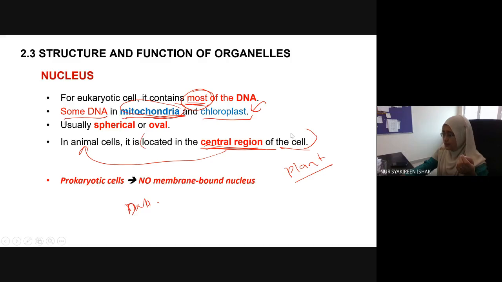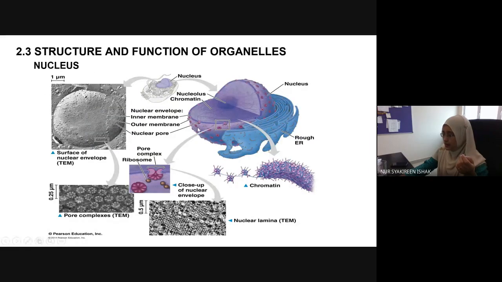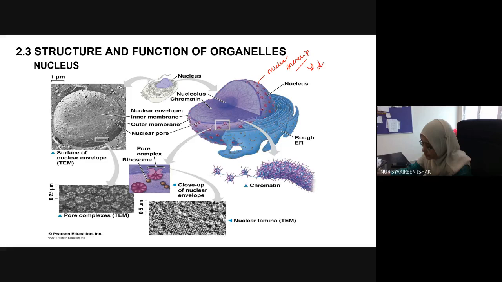Okay, so basically this is the structure of a nucleus. As you can see, it has the nuclear envelope, which is a double membrane. The double membrane is the inner membrane and the outer membrane.